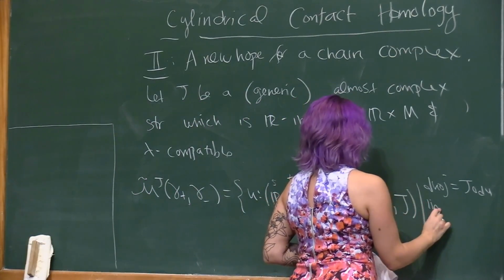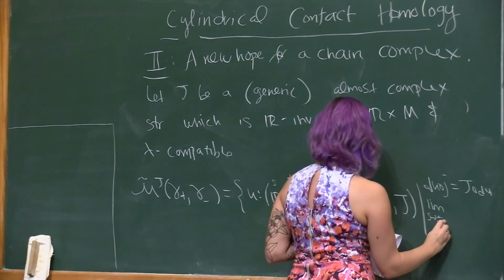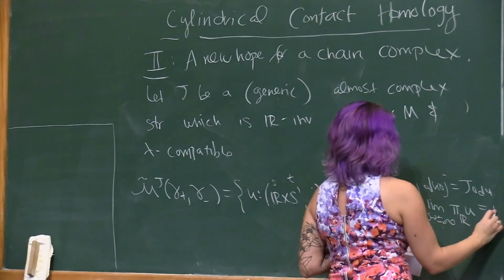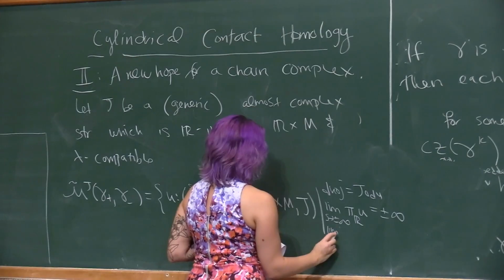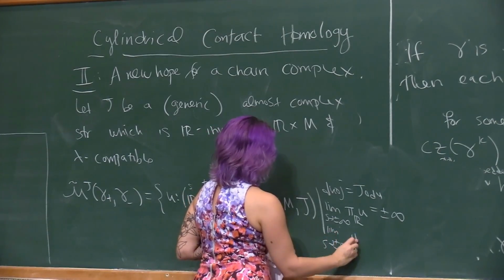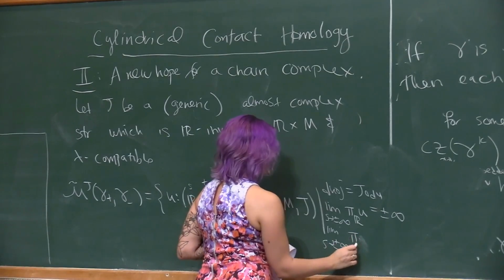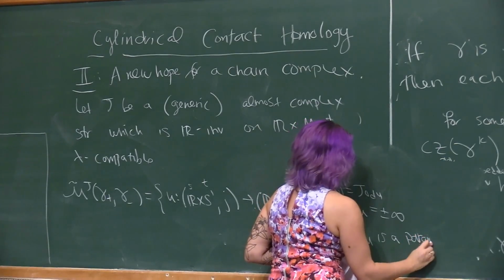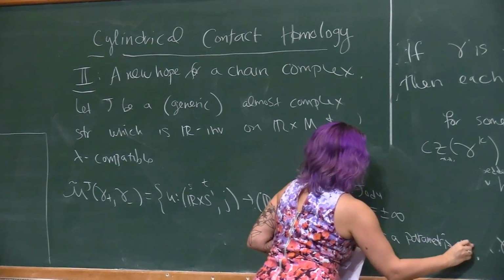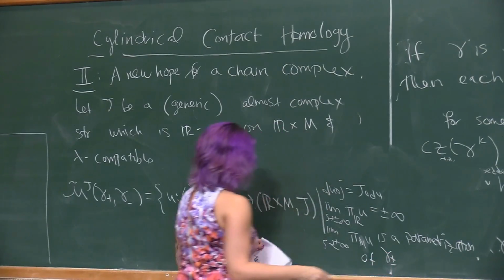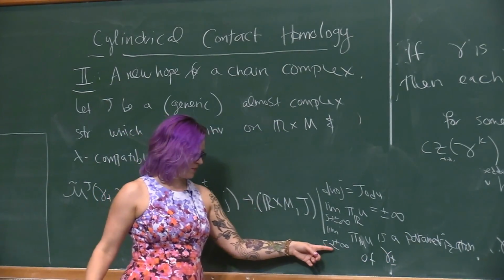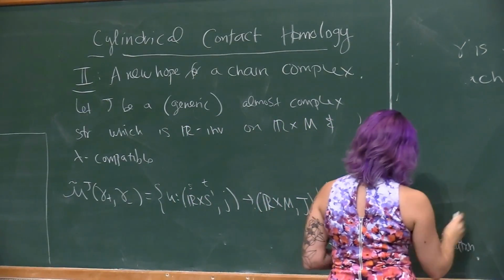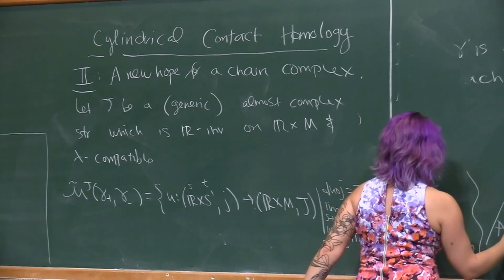So if I look at the limit as s goes to plus or minus infinity of the projection to R of my curve u, I want this to be plus or minus infinity. And if I look at the limit as s goes to plus or minus infinity when I project this curve to the contact manifold, I want this to be a parametrization of gamma plus or gamma minus. So if it's plus infinity, I want gamma plus. If it's minus infinity, I want gamma minus. And then I'm going to mod out by automorphisms of the domain.